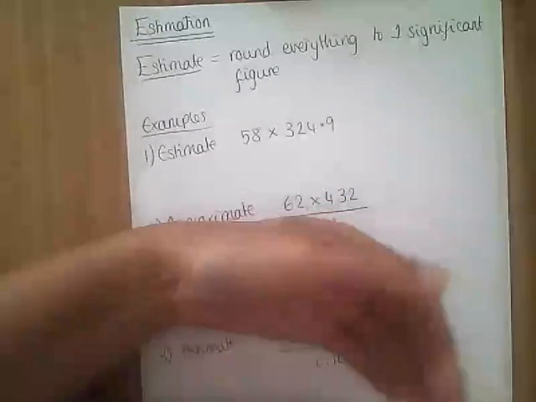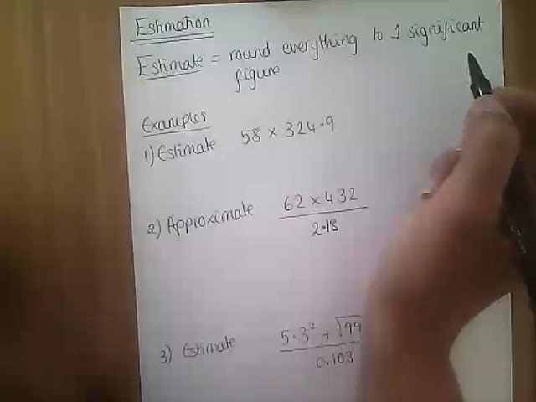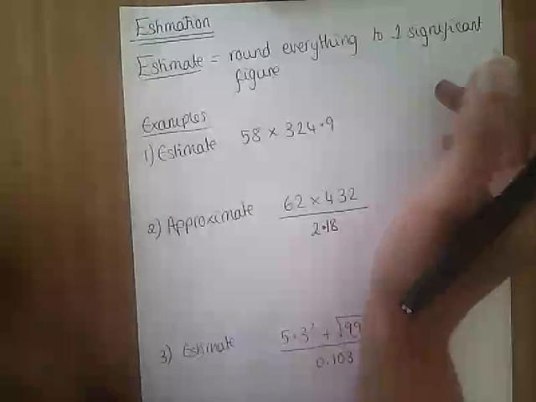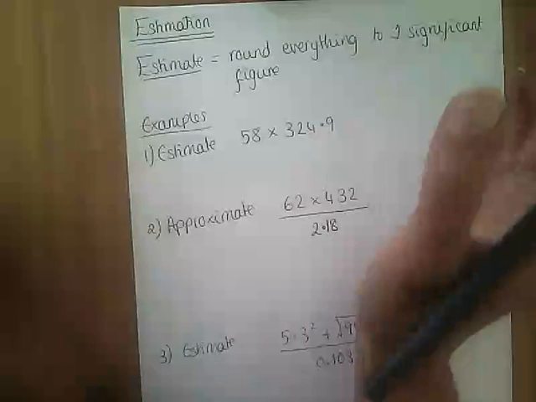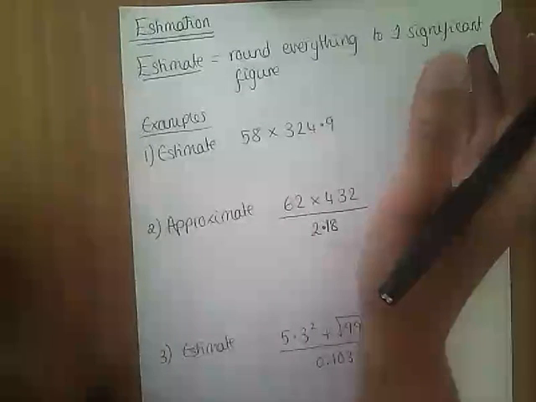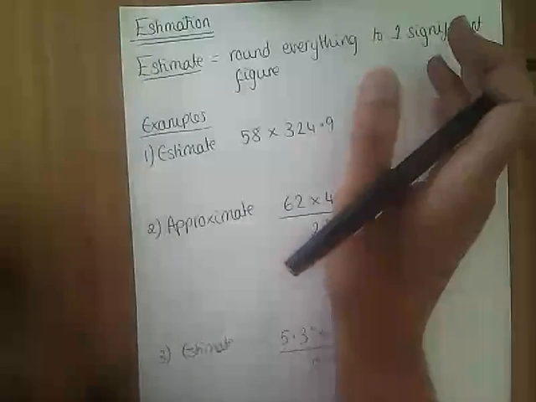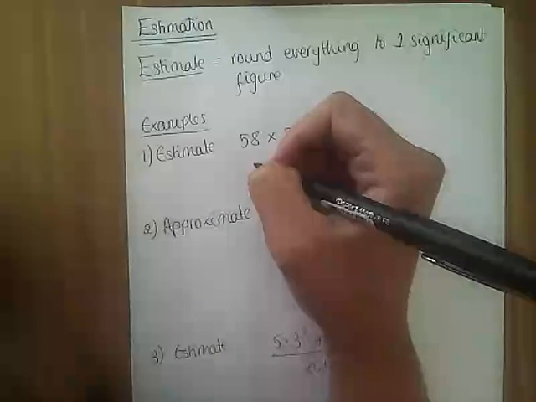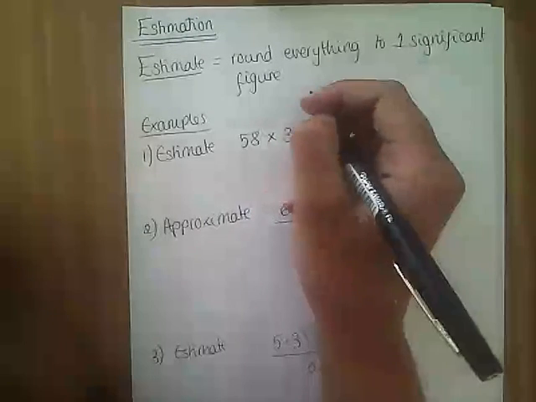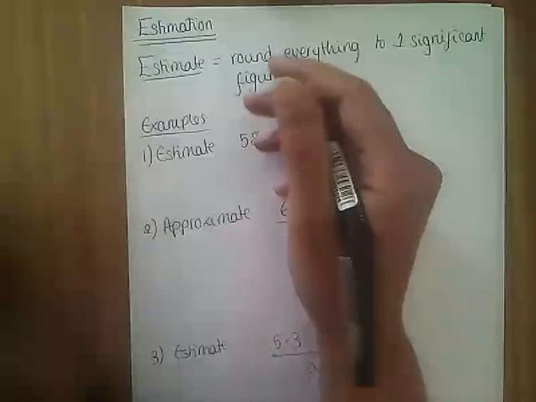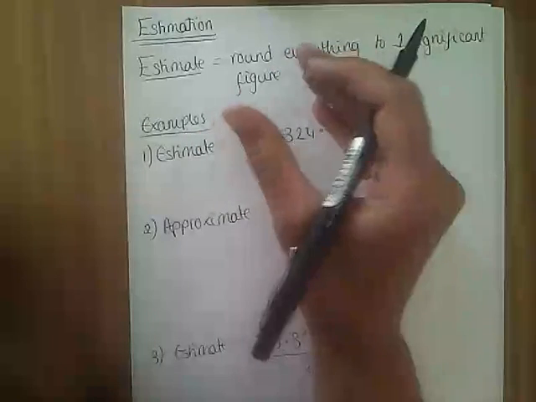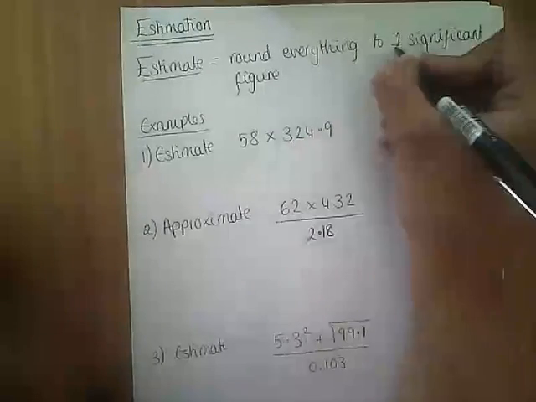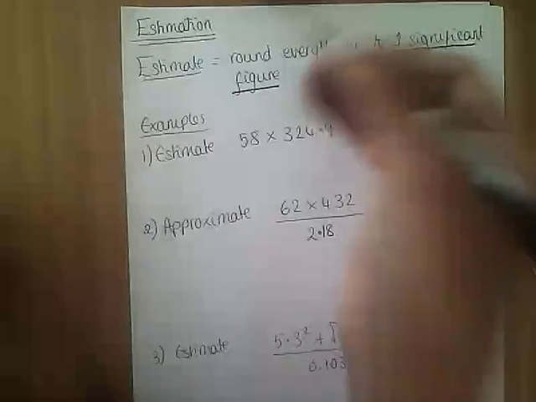Whenever a question says estimate, unless it's talking about probability, and then it means something different, or if it's talking about the mean from a table or anything like that, if it's not one of those and it says estimate, what it means is it wants you to round everything to one significant figure. And once you round everything to one significant figure, that then gives you a rough calculation for the answer. That is what you need to do. You need to round everything to one significant figure at the beginning.